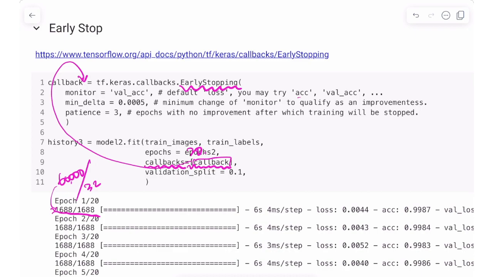That means we need to monitor something. You can monitor loss, which is the cross entropy right here, or monitor accuracy, or monitor validation accuracy, or validation loss. The patience of 3 means 3 epochs. Within 3 epochs, if the value of your monitor, which is validation accuracy, does not change, that is the minimal change of your monitor.